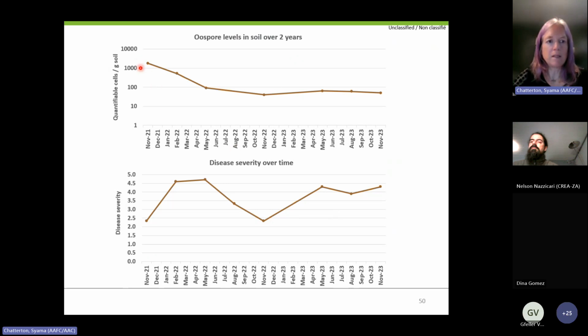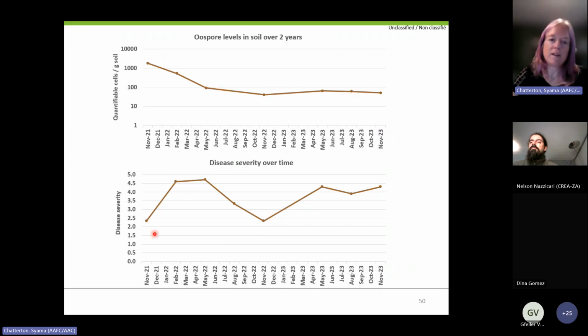So we can see when we put these in the soil, we were targeting about 1,000 oospores per gram of soil, and that's what we had, so that was good. We put them in November 2021, and then we saw a fairly big decline in that first year from 1,000 down to 100 oospores per gram of soil. And again, that's kind of what our threshold is. And it stayed at that since May 2022.